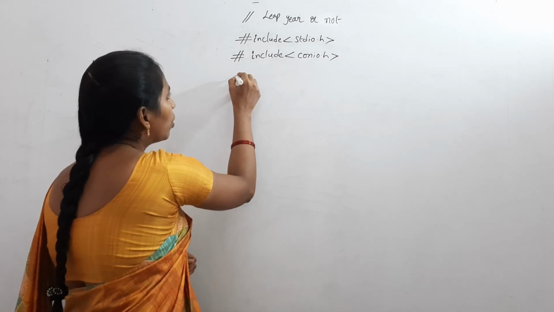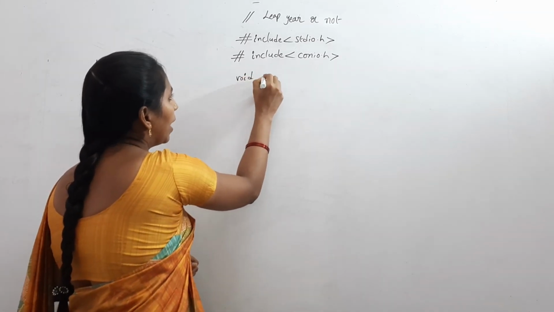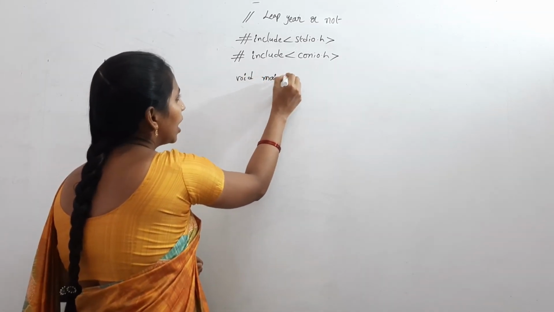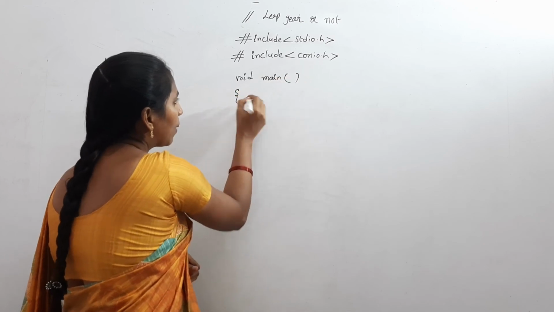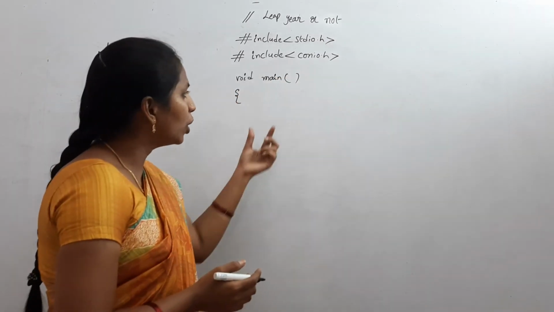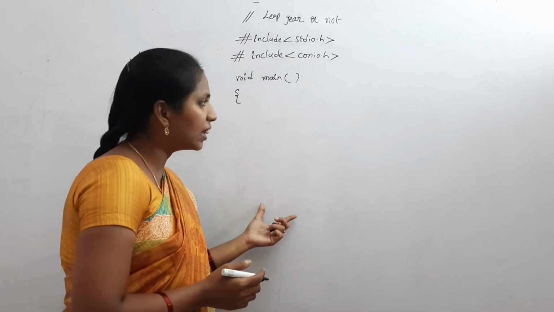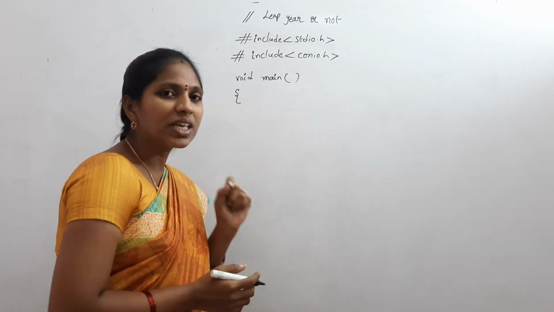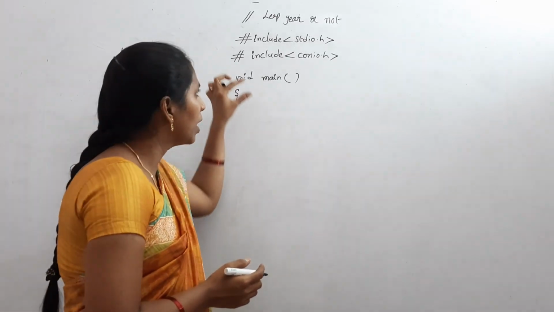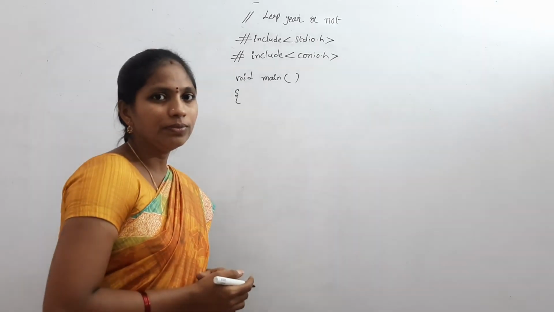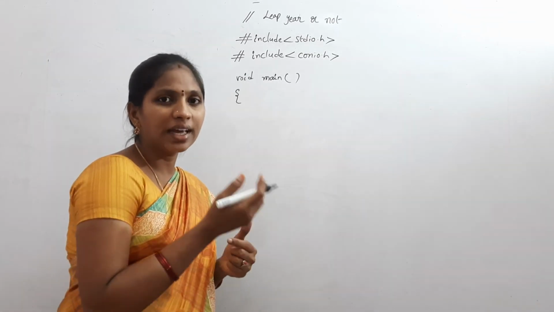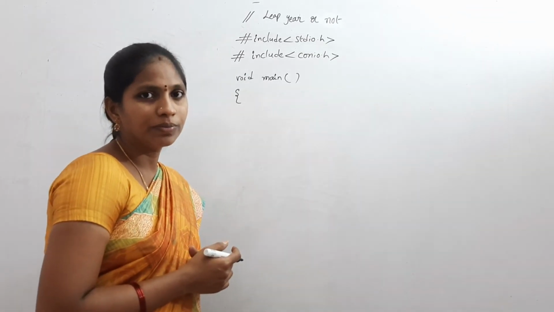Now see the main program section: void main, all small letters, curly bracket open. Then write your program statements in this main block. Every C program execution starts from the main function. Now here I want to take a year from the keyboard.